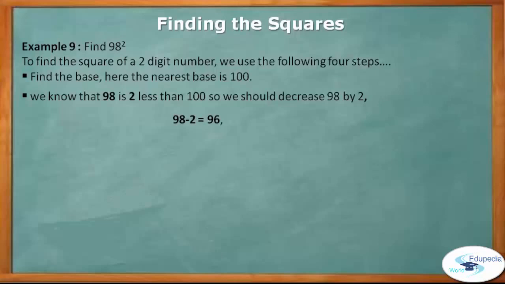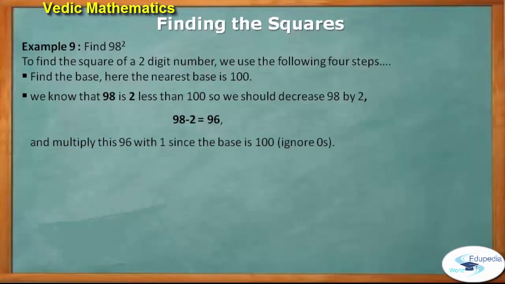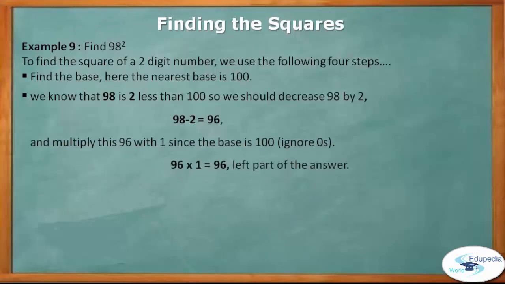And now what we have to do here is, by ignoring the zeros in the base, we have to multiply the difference what we have got, that is 96, with the number 1. So 96 into 1, you will get 96 itself, and you have to take this as our left part of the answer. Now proceeding to step number 3.